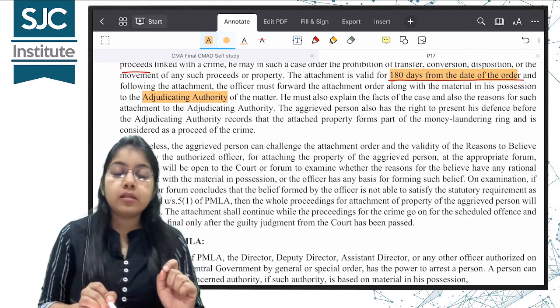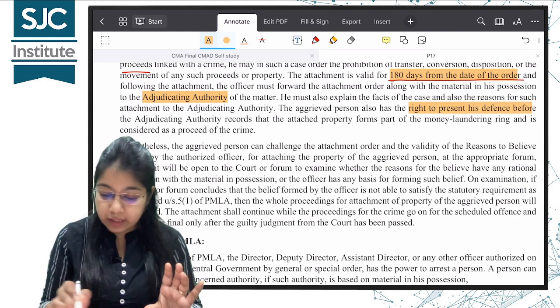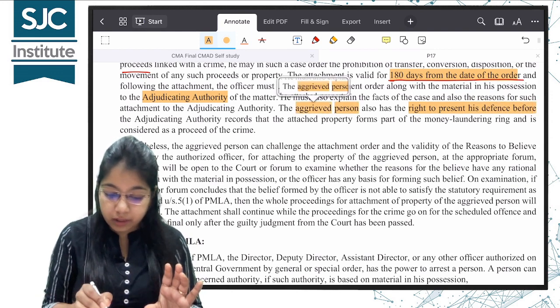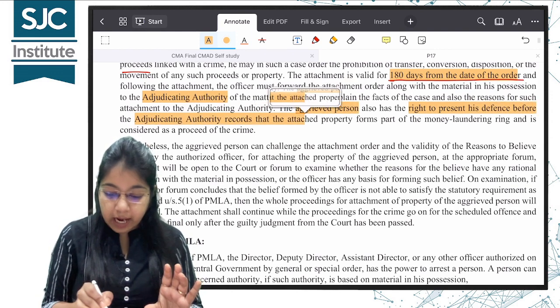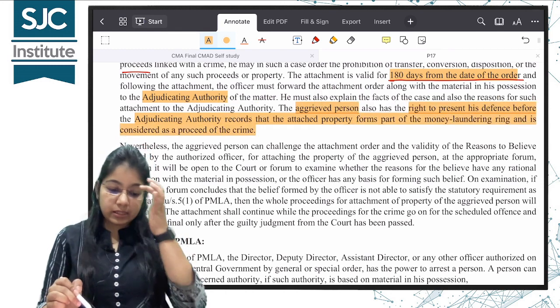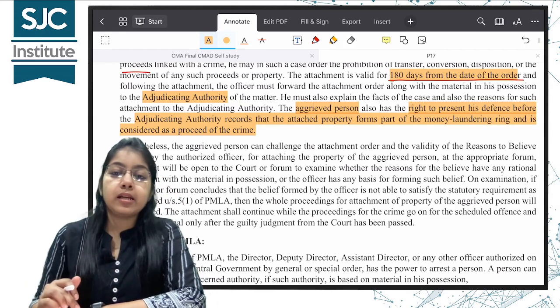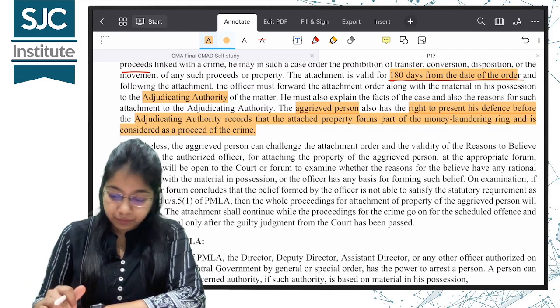The aggrieved person whose property has been attached also has a right to present the defense before the adjudicating authority that the attached property does not form part of a money laundering ring and is not considered proceeds of crime. They can appeal and they can defend themselves.